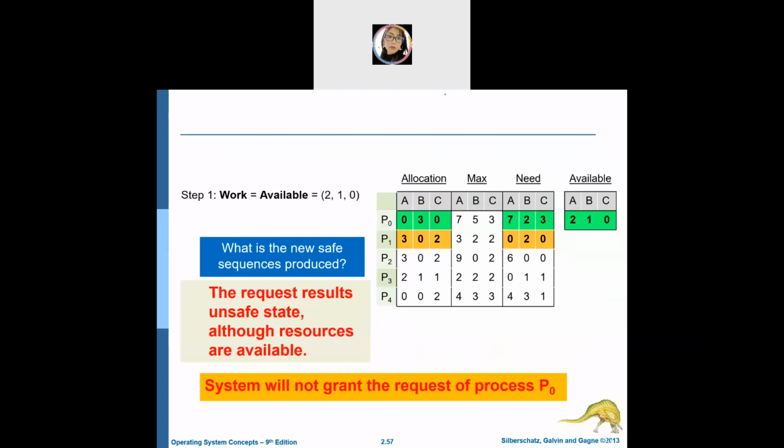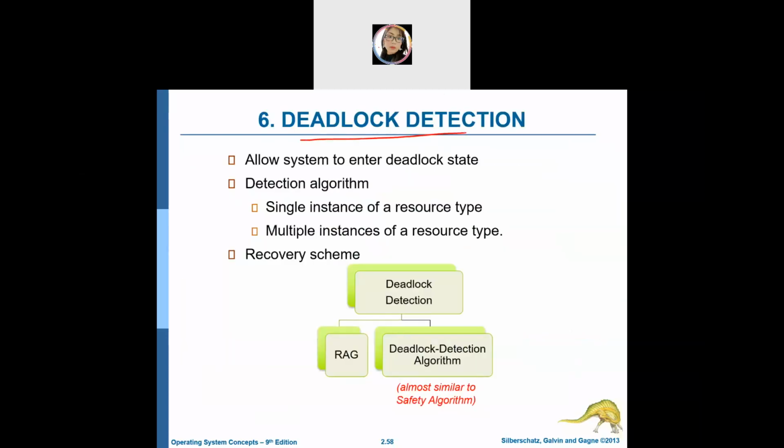Now today we're going to go directly to deadlock detection. Under deadlock detection, we still meet RAG. And after that, there is another one, which is the deadlock detection algorithm. This deadlock detection algorithm is quite similar to the safety algorithm. So what is the purpose of learning deadlock detection? Deadlock detection allows the system to enter the deadlock state.